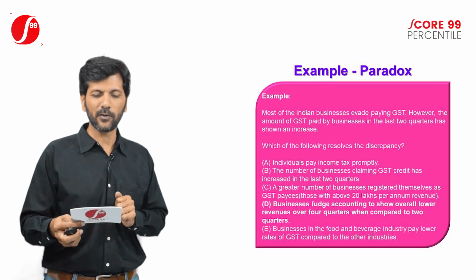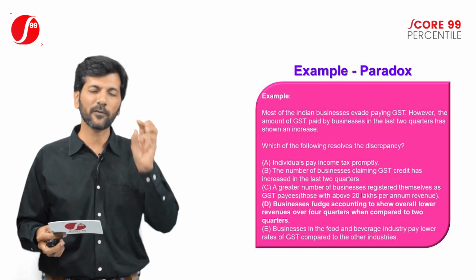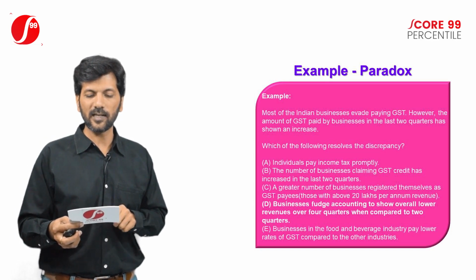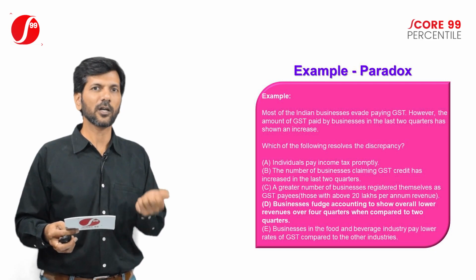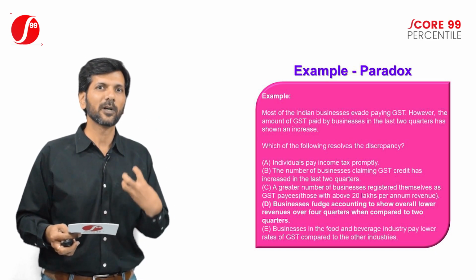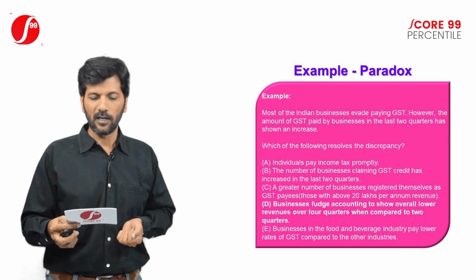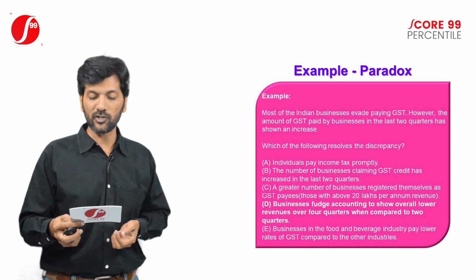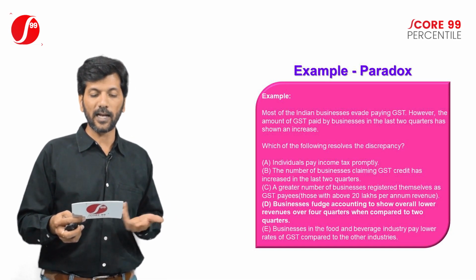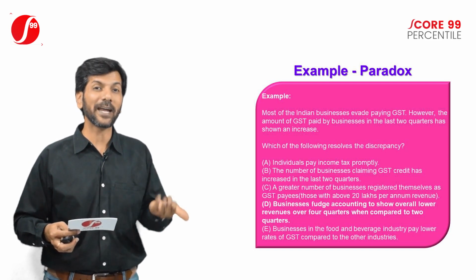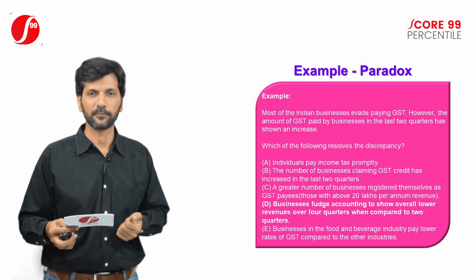Look at choice A. Individuals pay income tax promptly. Irrelevant. We are concerned with a different kind of tax. B. The number of businesses claiming GST credit has increased in the last 2 quarters. We are not talking about businesses claiming credit, but businesses crediting GST into the government's account. C. A greater number of businesses registered themselves as GST payees. Those with above 20 lakhs per annum revenue, but merely registering will not qualify them to have paid, because we do not know if they have paid or not.